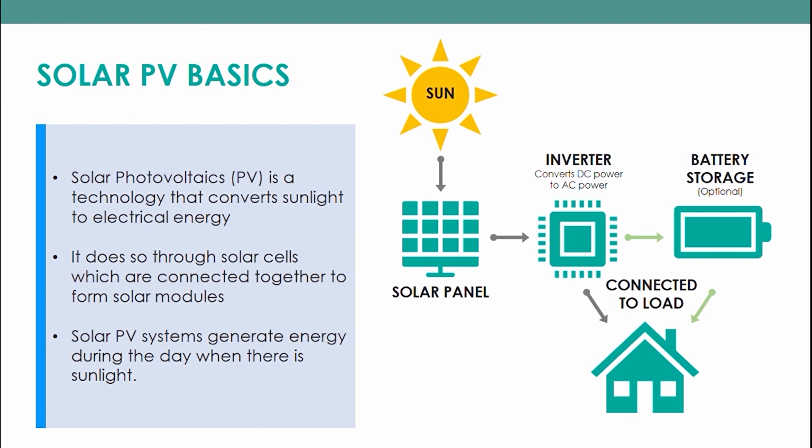In some cases, this energy goes to a battery storage system. In this, the excess energy which is generated can be used to provide energy in non-sunlight hours. Solar PV systems generate electricity only during sunlight hours.